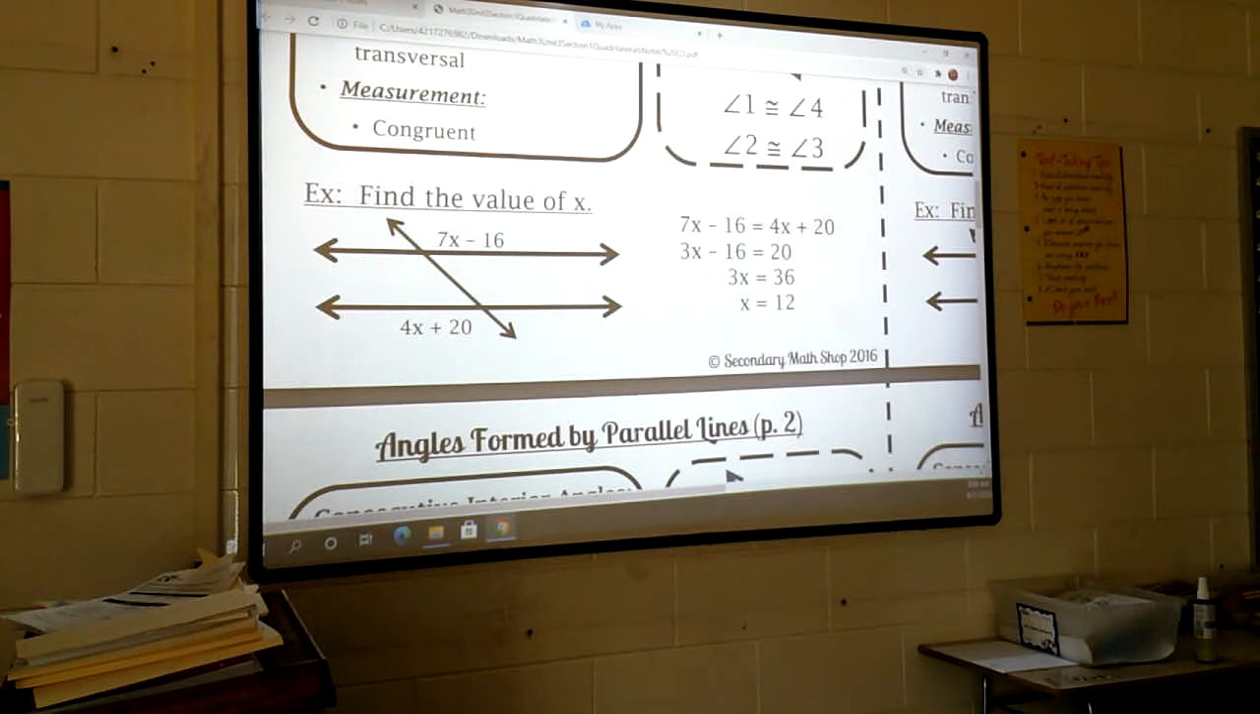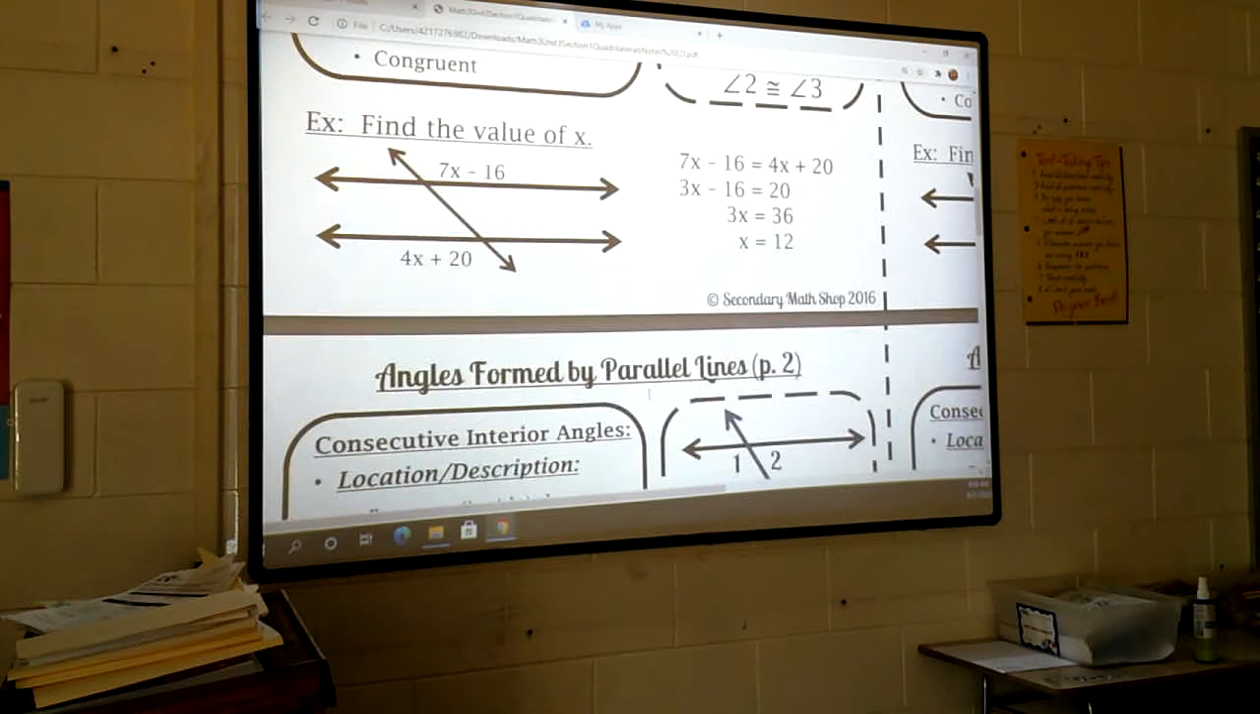All right, so those are alternate interior and alternate exterior. In both of those on page 1 that I gave you, they are congruent. That means you set them equal to each other. If you know one, you know the other. Okay, let's go to page 2.